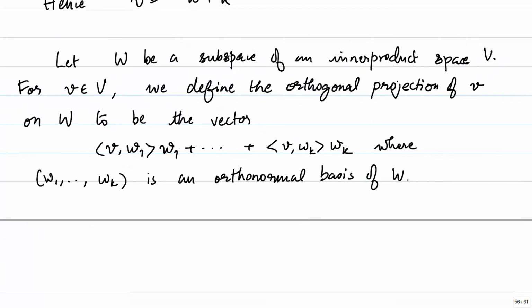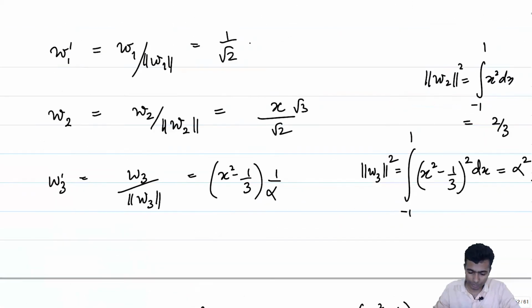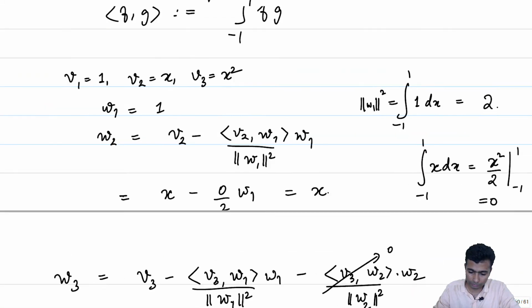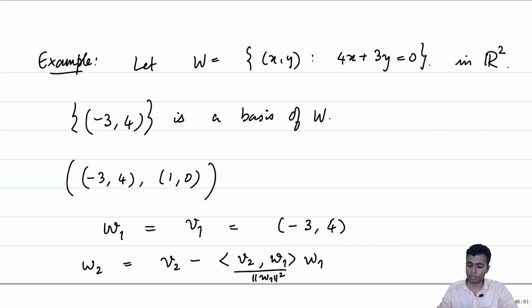So, we define the orthogonal projection of V onto a subspace W to be the inner product of V with W1 times W1, plus up to the inner product of V with Wk times Wk, where W1 to Wk is an orthonormal basis of W. So, let us look at an example, the simpler one. Let us look at the orthogonal projection of some vector onto W.